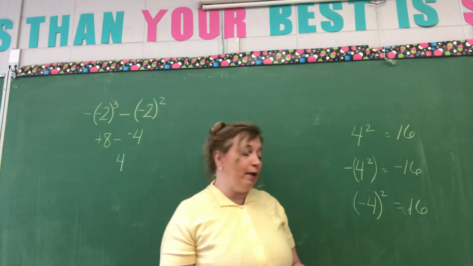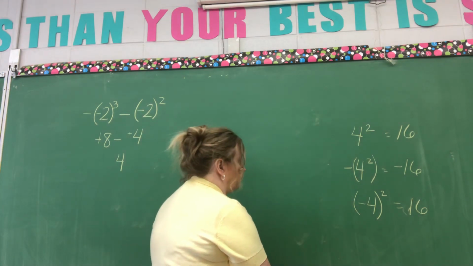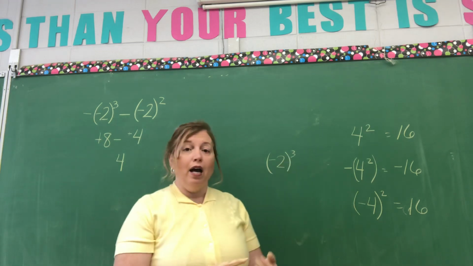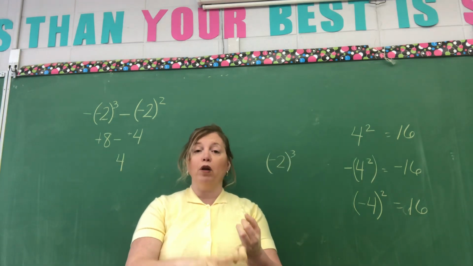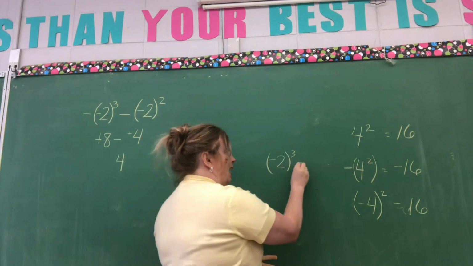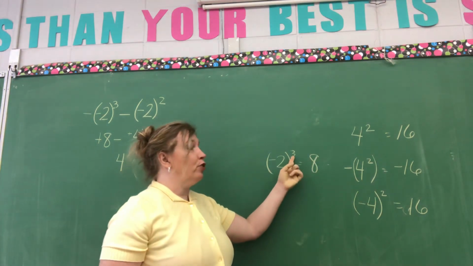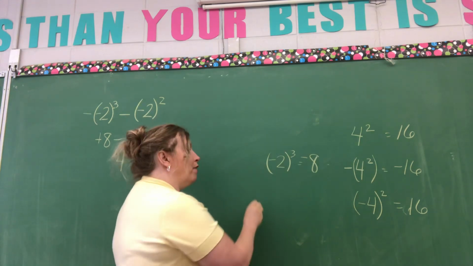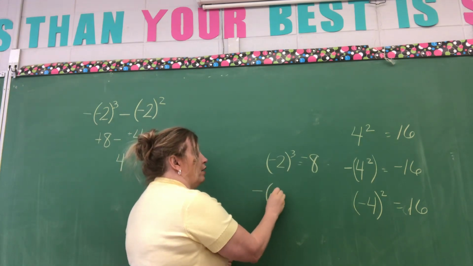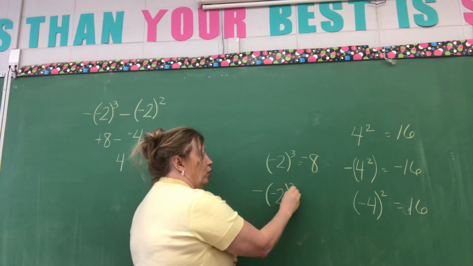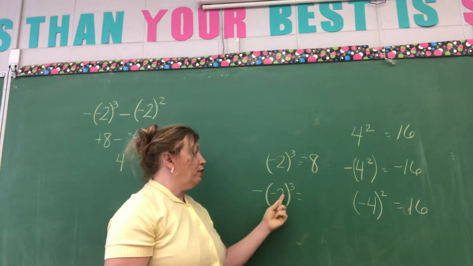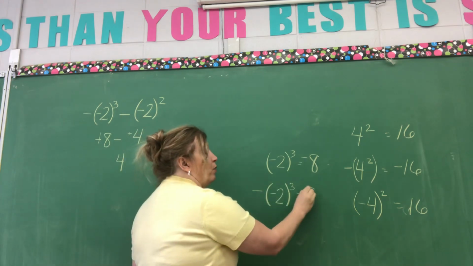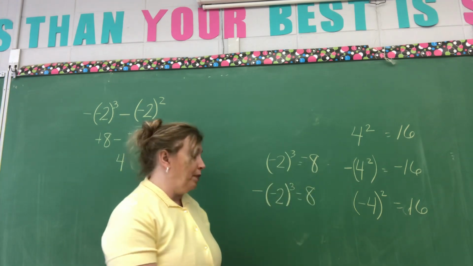Remember, if I had negative 2, but I wanted to cube it, I would have said 2 times 2 is 4, times 2 is 8, and I have 3 signs, so it would have been a negative 8. But what if I had the opposite of negative 2 cubed? Well, negative 2 cubed, we just said, was negative 8. And the opposite of that would be a positive 8.